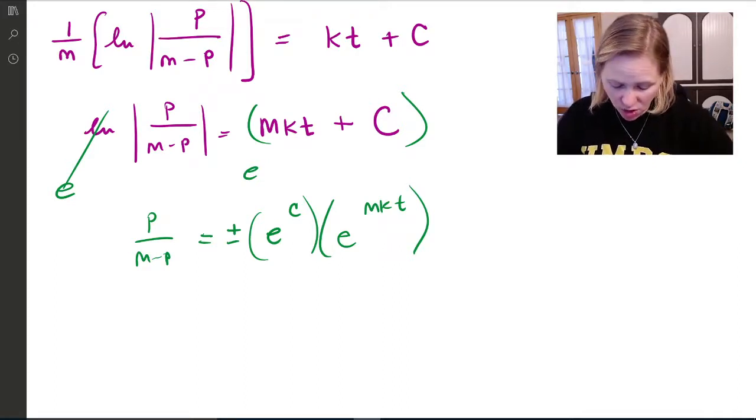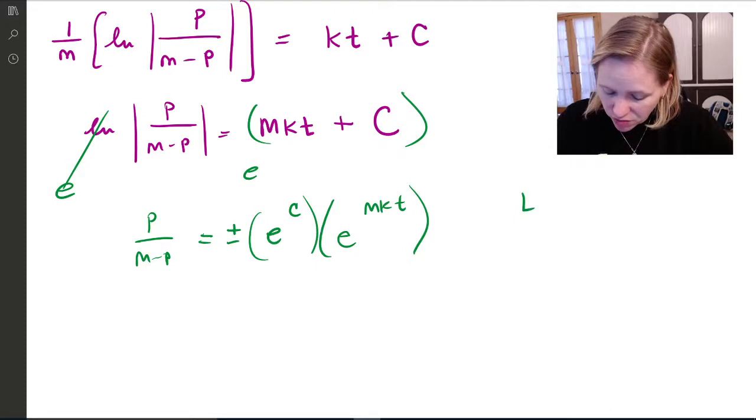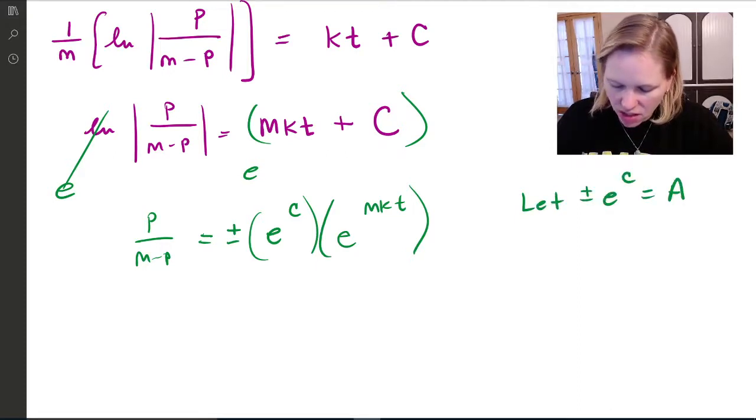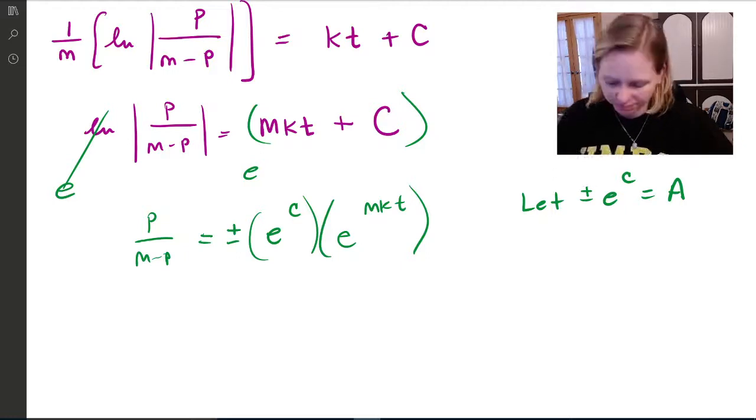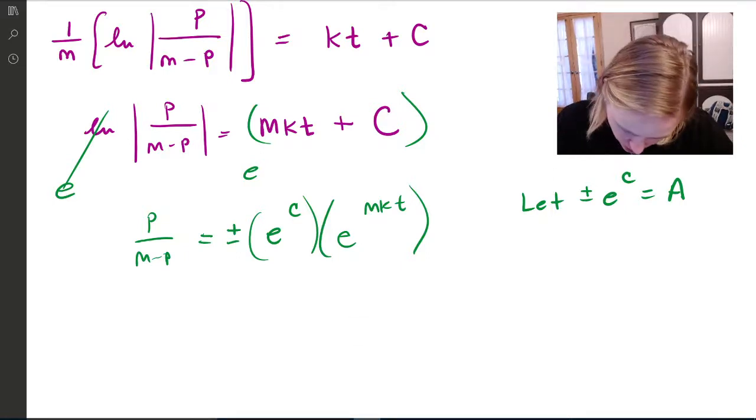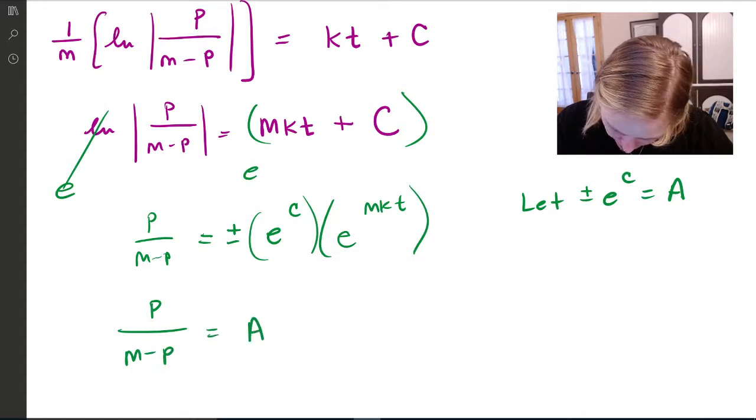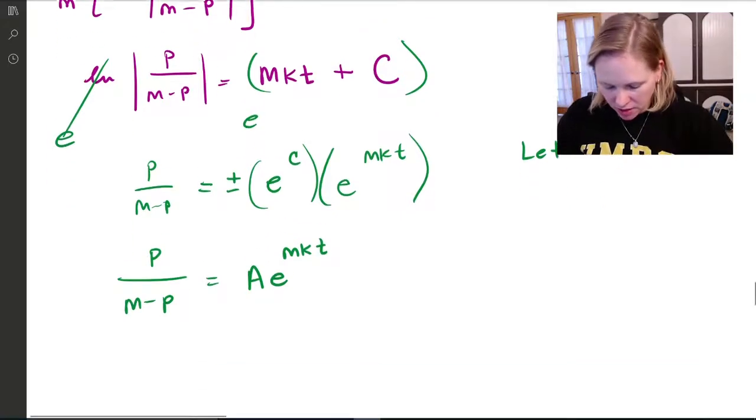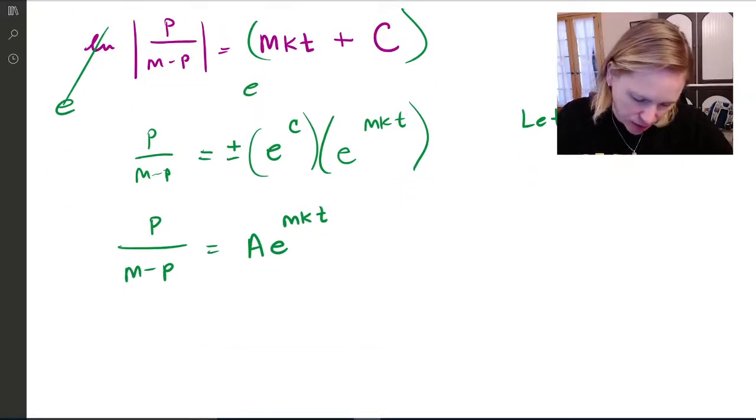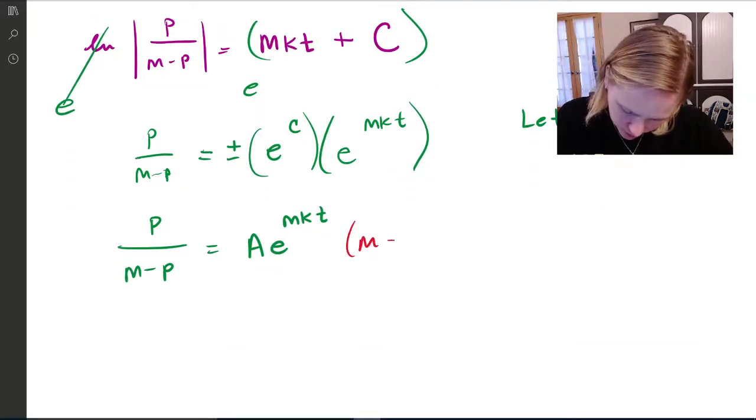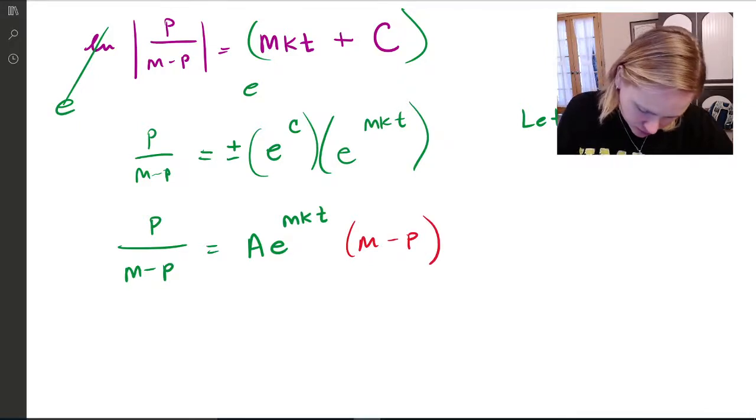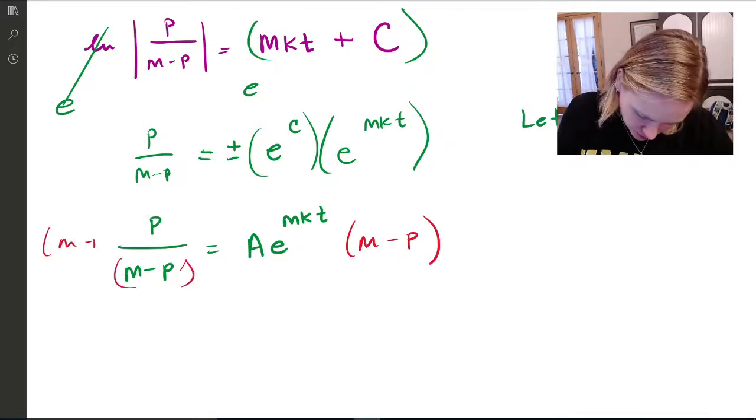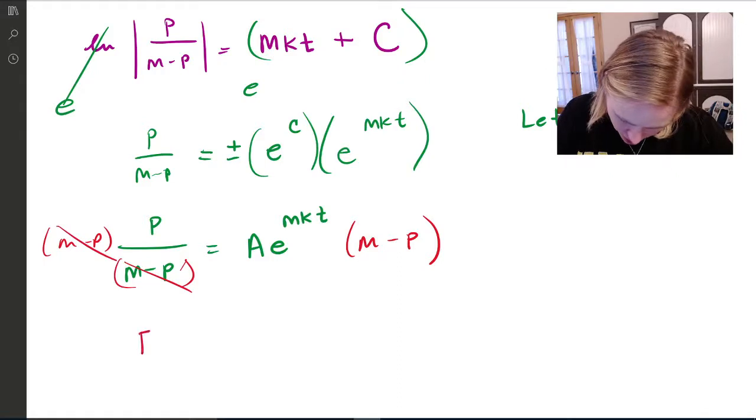I'm going to call this constant. I'm going to rename it. I'm going to let plus or minus e to the c equal any arbitrary letter. Let's name it a. So here's what I have. P over m minus p equals a e to the mkt. Ooh, now this is shaping up. So here we go. I'm going to multiply over the m minus p. Going to cancel. So now I'm getting close.